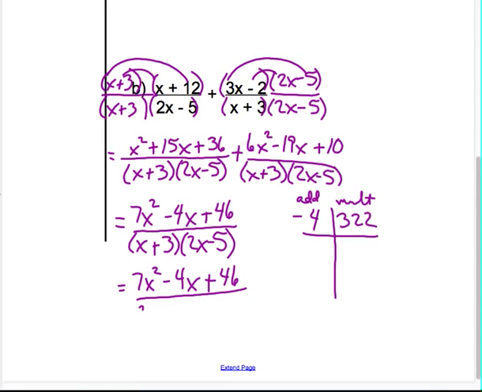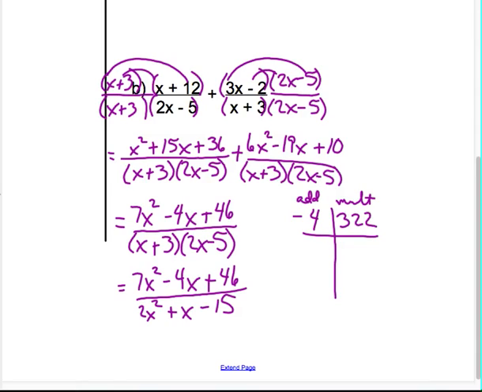X times 2x is 2x squared. And then keeping track of the middle terms, x times negative 5 plus 6x is a positive x, and 3 times negative 5 is negative 15. So there's our final answer.